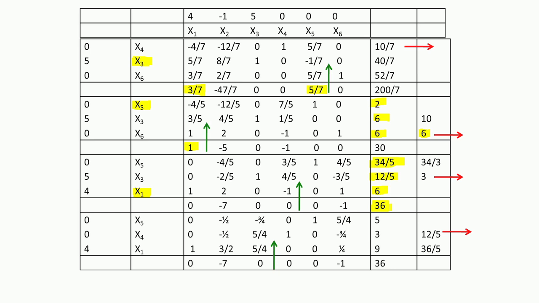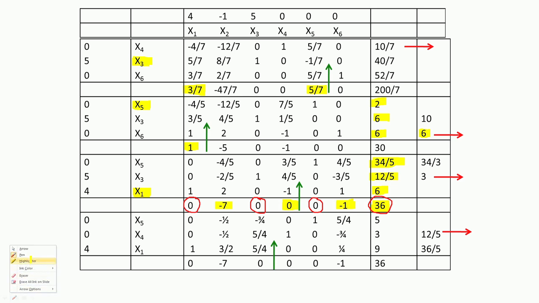Now the primal is feasible, 34 by 5, 12 by 5 and 6. Now we look at the Cj minus Zj values. The three basic variables which I am showing here are x1, x3 and x5. So x1 has a 0, x3 has a 0 and x5 has a 0 under the identity matrix. But if I look at the three non-basic variables, this has a minus 7, this has a 0, this has a minus 1. So no positive Cj minus Zj, algorithm terminates giving the optimum solution, which is x1 equal to 6, x3 equal to 12 by 5, x5 equal to 34 by 5 and objective function value equal to 36. The optimum has been reached here.